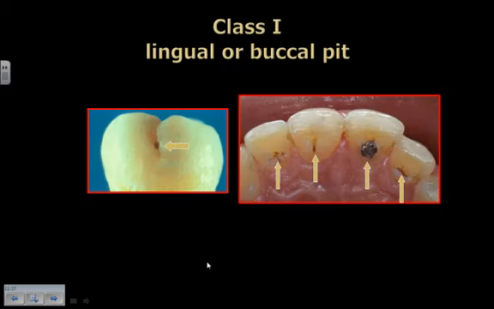The class 1 lesion could include a lingual or buccal pit. As we look to the image on the right, you can see in the maxillary anterior that one of the maxillary central incisors has an amalgam restoration. That's the restoration that was placed for the lingual pit. We can see lingual pits on the lateral incisors and the other central incisor that might need restoration if they're carious. The image on the left-hand side, we can see that there's a buccal pit on a mandibular molar that's been cavitated, and that's a carious lesion.